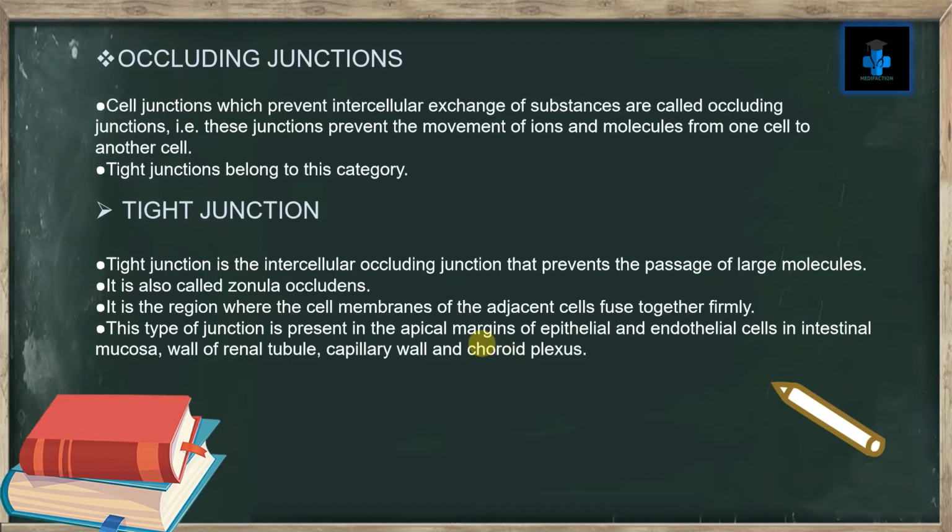Tight junction is the intercellular occluding junction that prevents the passage of large molecules. It is also called zonular occludence. It is the region where the cell membranes of the adjacent cells fuse together firmly. This type of junction is present in the apical margins of epithelial and endothelial cells, in the intestinal mucosa, wall of the renal tube, capillary wall and also choroid plexus.